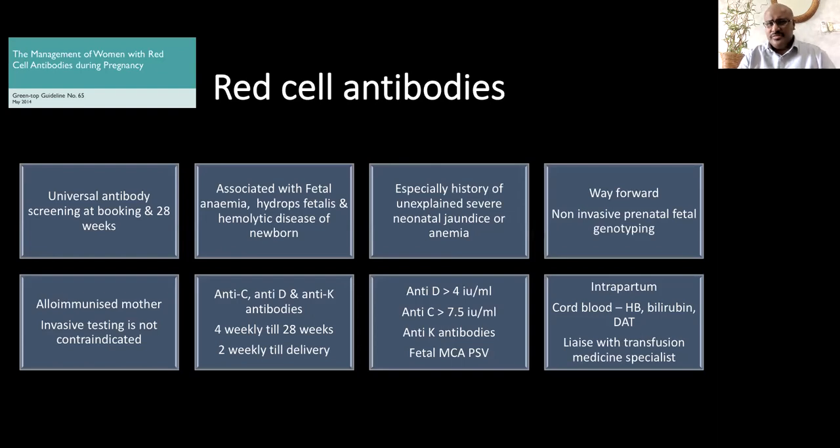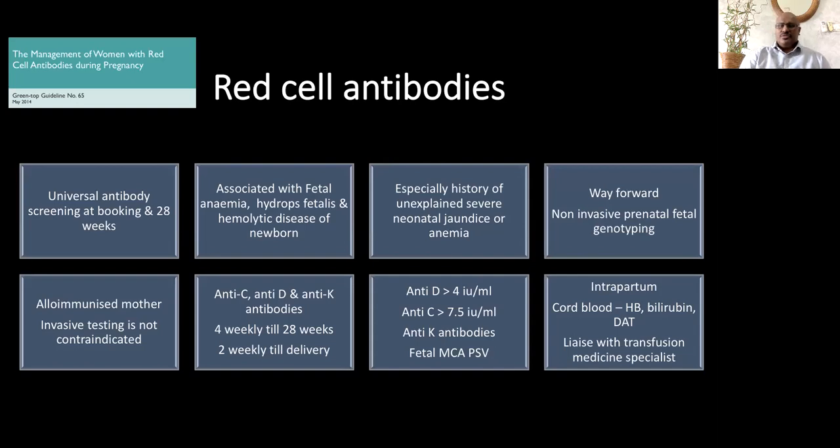Now, often, we are always engrossed with Rhesus anti-D levels. But I'd like to highlight, ladies and gentlemen, it is not just the anti-D which is important, but look at anti-C and anti-K. If the mother has antibodies, you should refer them to a tertiary center. It should be monitored and followed up in a fetal medicine unit. The antibody titers need to be checked 4 weekly up to 28 weeks and 2 weekly until delivery.